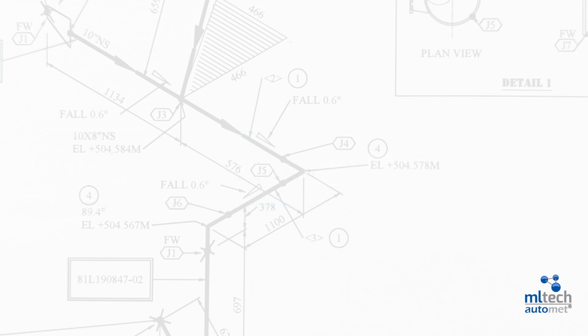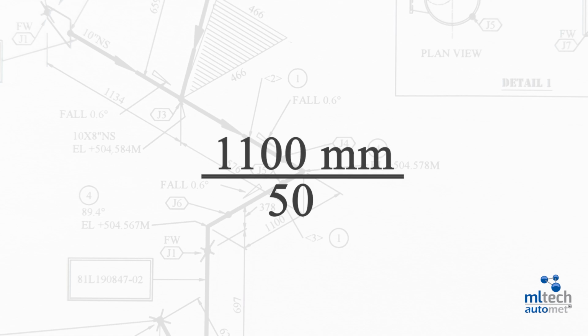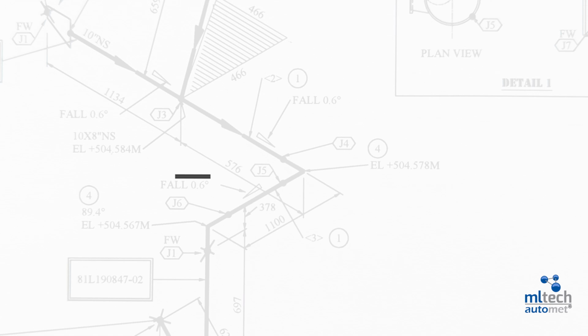You may also see a fall shown as something like a 1 in 50 or 1 in 100 fall. In this case, you take the length and put it in the place of the 1 and carry out the division.